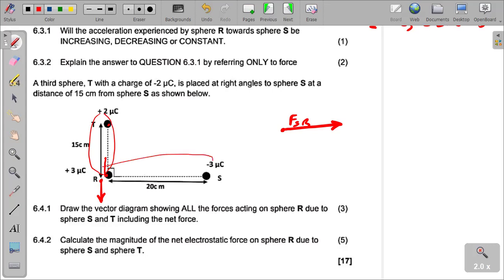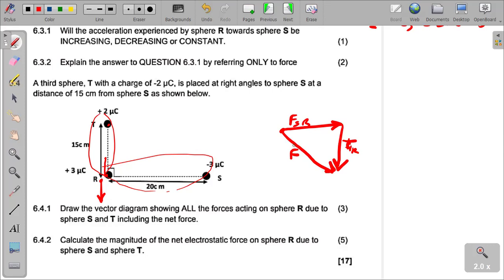This is the horizontal plane. It means R was supposed to move either to the left or to the right, so we said it moved to the right. So in the vertical plane, it will move downwards. Then it goes down. We indicate also that's FTR there. That's FTR. Right. So we now join from the tail towards the head. There we are. That becomes F, the vector diagram.